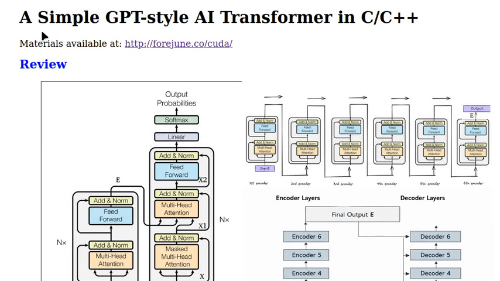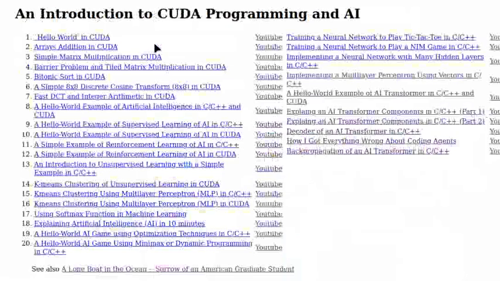In this video, we present a simple GPT-style AI transformer in C++. We have covered most of the underlying programs in the previous few videos, which could be found at this link. Here we bring them together to implement a complete GPT-style transformer in C++. We also provide a simple training example.